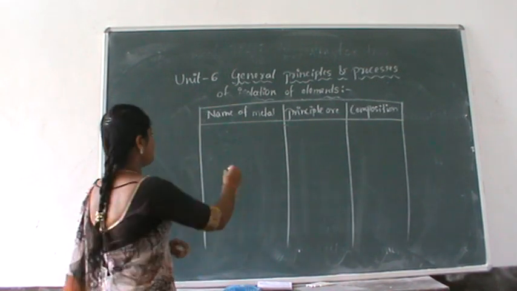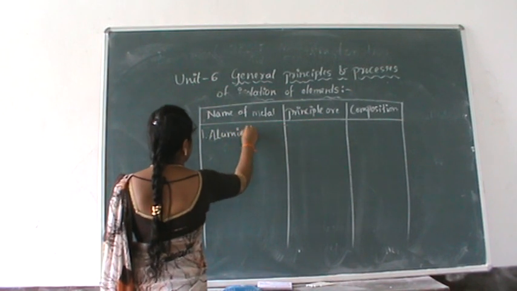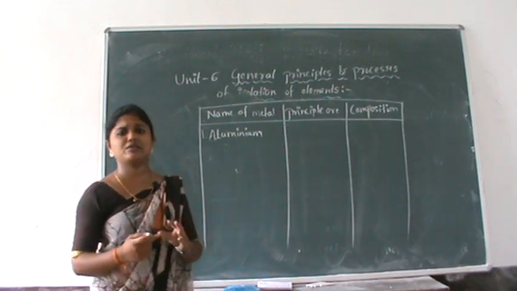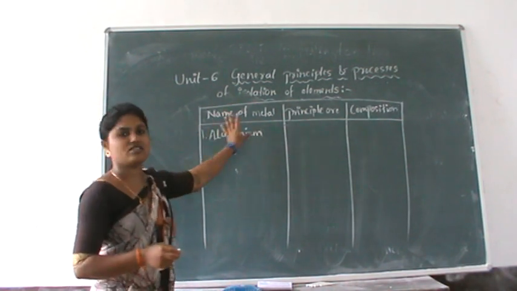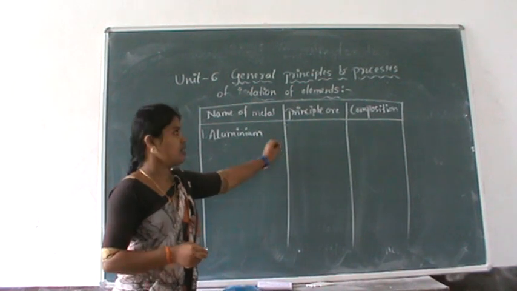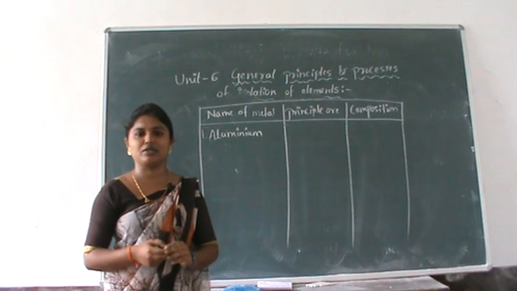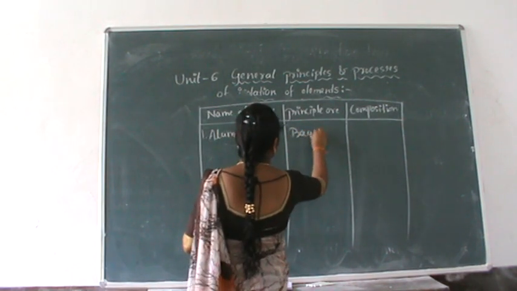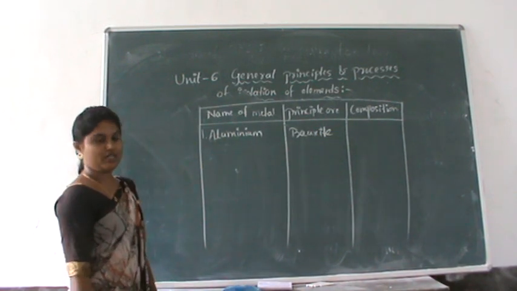Okay, so first one is metal aluminum. What is the meaning of principal ore? Principal means important. Important ores for this aluminum. To extract aluminum, which is the important ore we need? Principal means what comes first. Bauxite is the principal ore of aluminum.